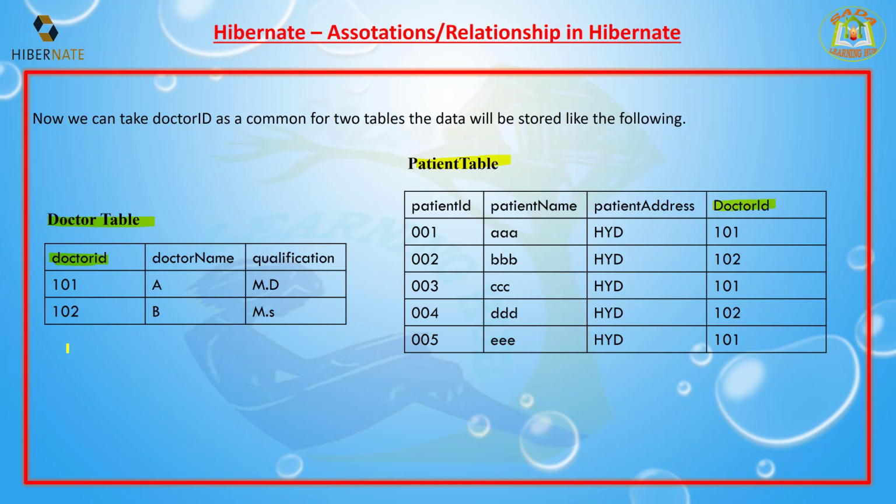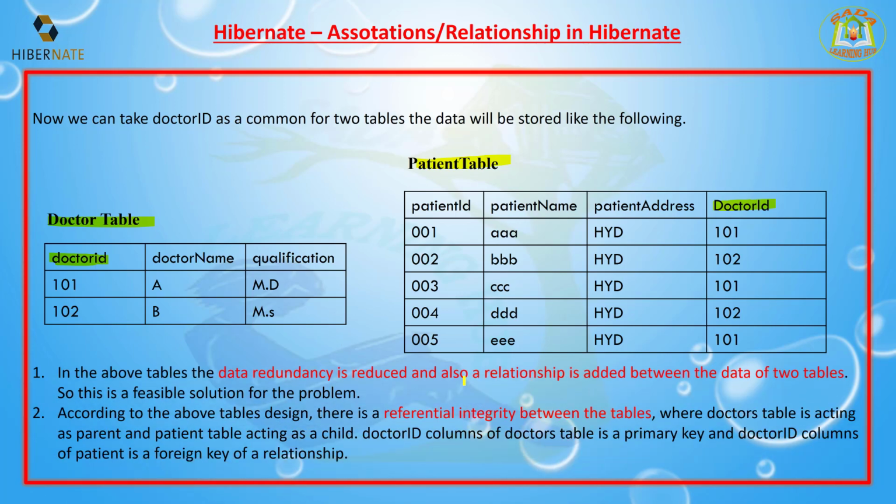Now this time, I'm able to eliminate the redundant columns or redundant rows. In this table, the data redundancy is reduced and also a relation is added between the data of the two tables. Now I'm able to give the relationship between the two tables. My doctor ID is pointing to the doctor ID of the patient table. Now the relationship is available between the two tables.